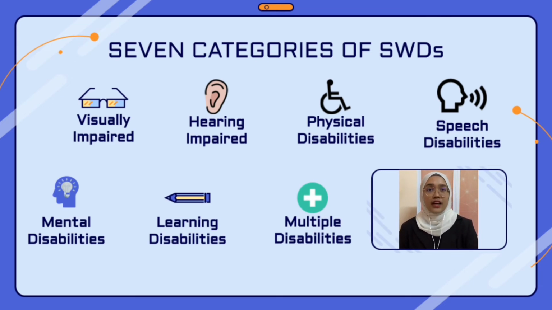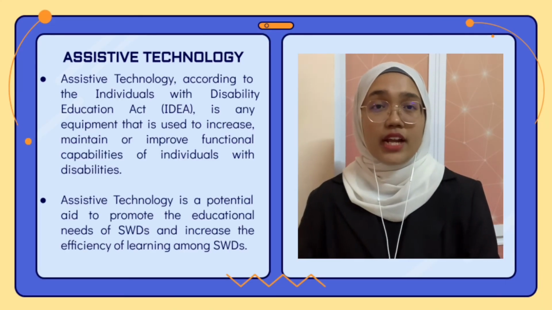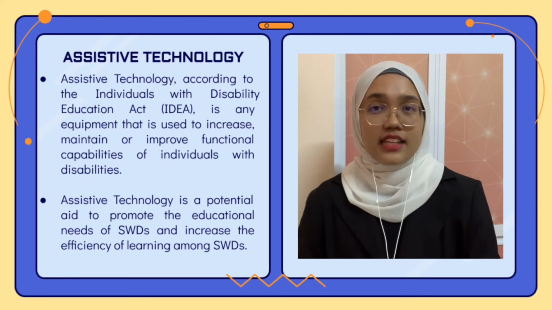And then we also have, lastly, students with multiple disabilities, which means that they have more than one disability. So, for example, this student could have visual impairment and hearing impairment at the same time. Now that we've gotten to know the basics about SWDs, which I personally think is important for you to know, especially if you're a future teacher, let's get into assistive technology, or AT.